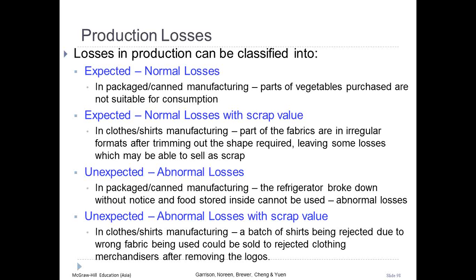Unexpected abnormal losses. In packaged and canning manufacturing, the refrigerator broke down without notice and food stored inside cannot be used. So it's an abnormal loss. And then unexpected abnormal losses with some scrap value. In shirts and clothes manufacturing, a batch of shirts being rejected due to wrong fabric being used could be sold to rejected clothing merchandisers after removing some logos.